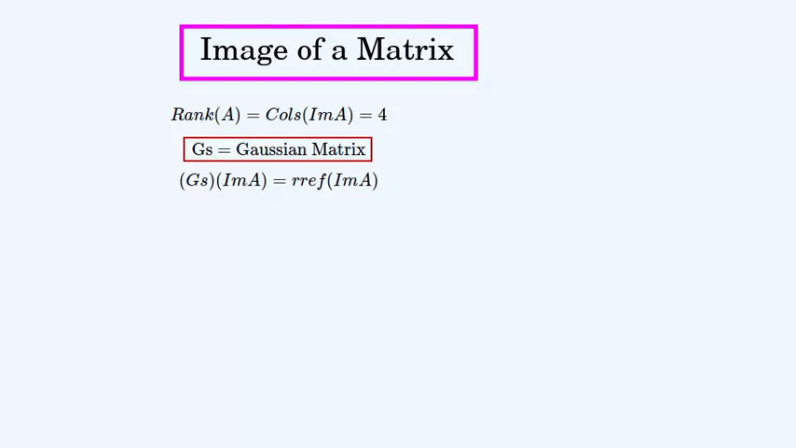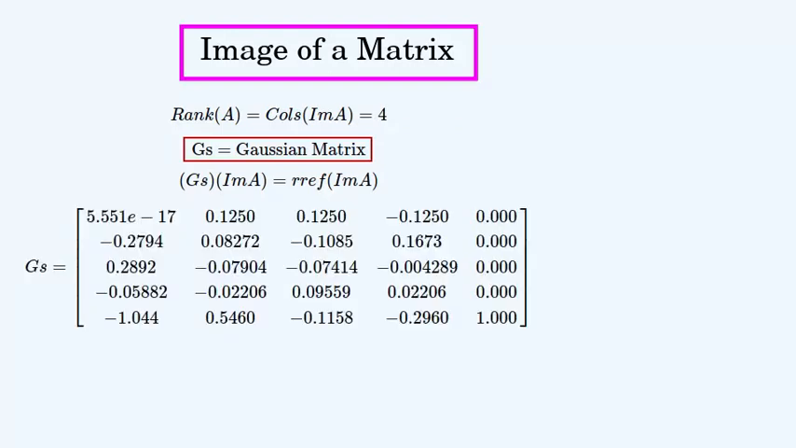echelon form. I didn't know what to call it because it isn't an inverse, but then I decided to call it the Gaussian matrix, because it represents all of the row operations used to get it into reduced row echelon form. So I've used this equation to represent this. And in our example, this is what this Gaussian matrix is. I've chopped off a lot of its extra decimal places for each entry to make it easier to read.